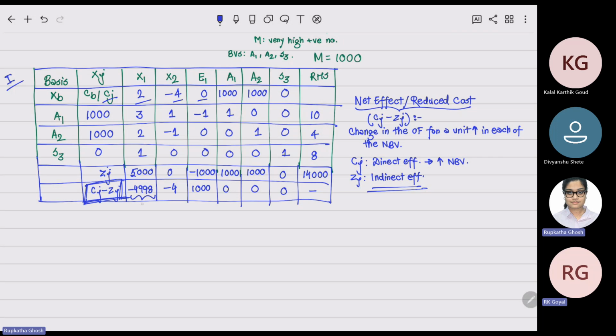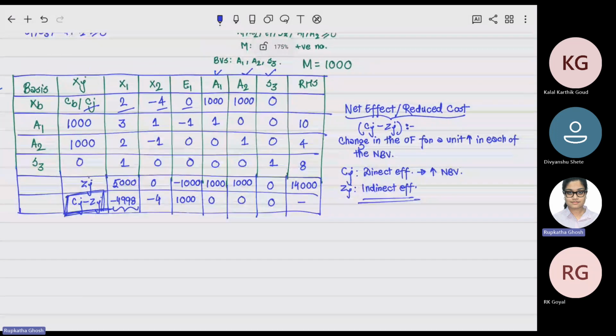So you will try to identify the greatest number. Now, the question which arises is, okay, you have understood which will become a basic variable. But that means one of the basic variables, that is either A1 or A2 or S3, should become a non-basic variable. Right? So which one will become a non-basic variable? So in order to do that, I will just erase this. I hope that you have taken down the definition.